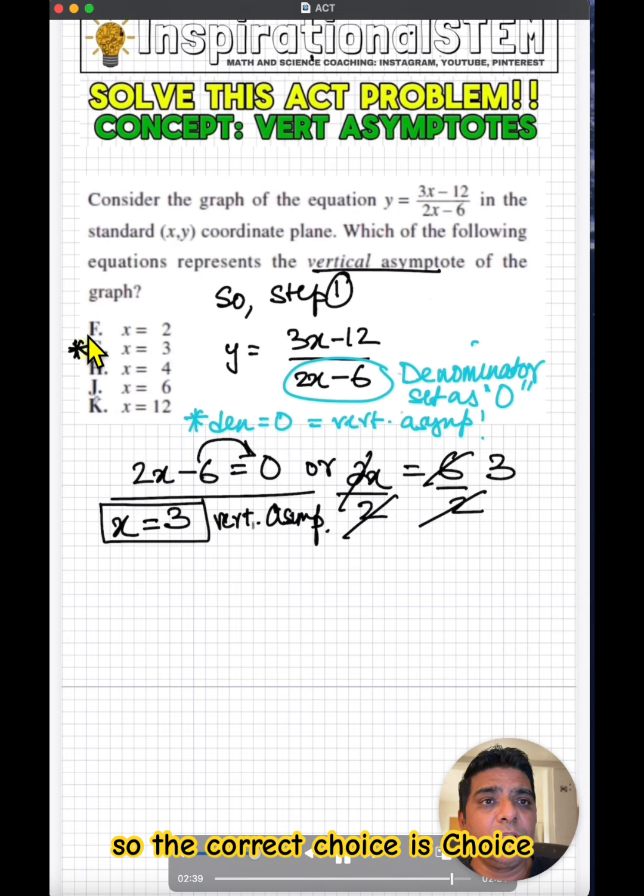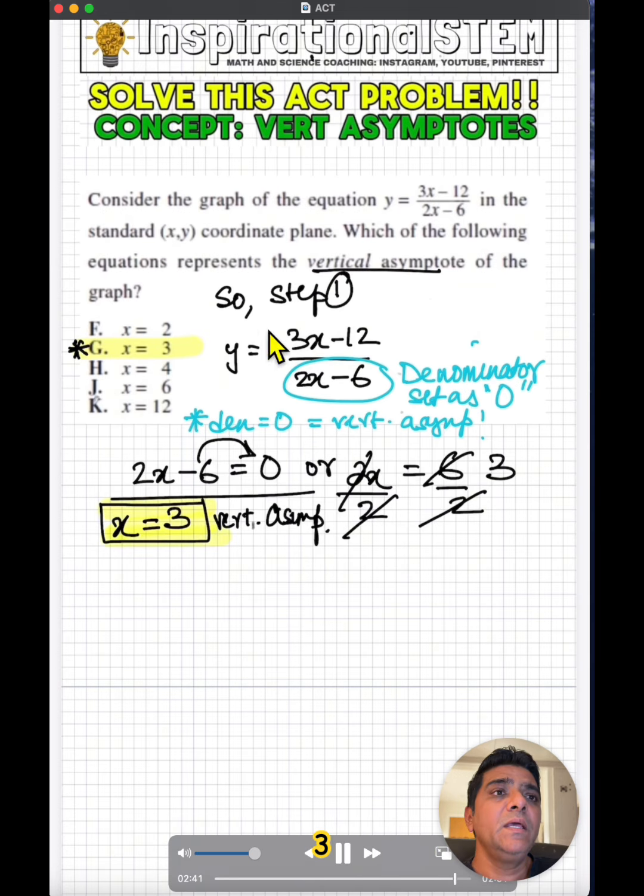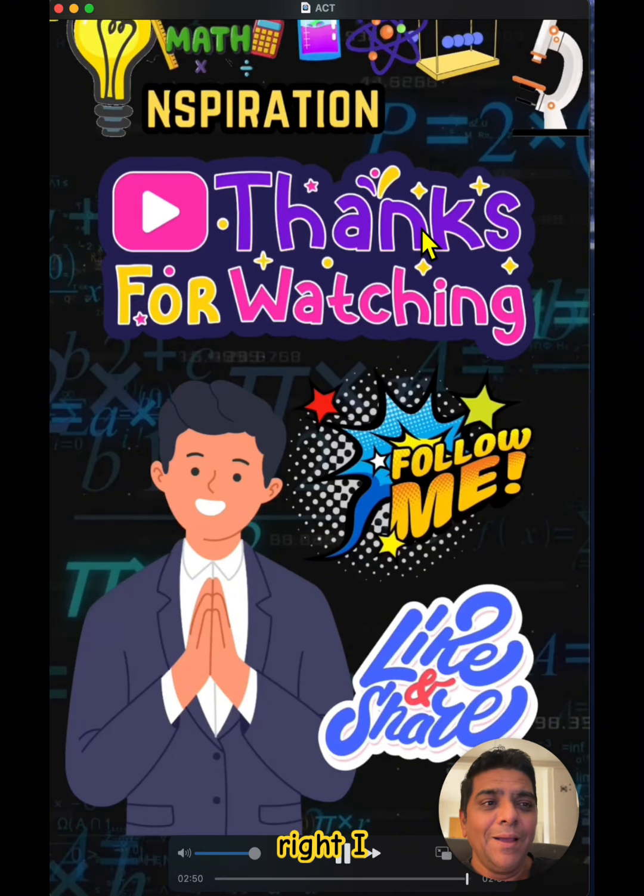So the correct choice is choice G, where x equals 3 represents the vertical asymptote of this particular rational equation.